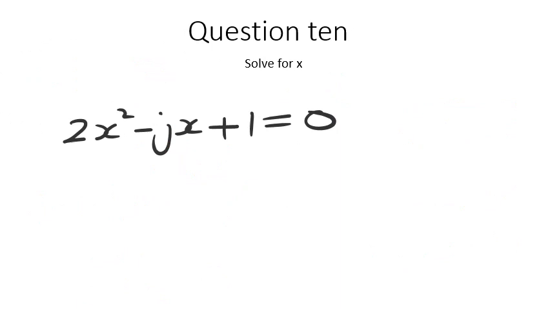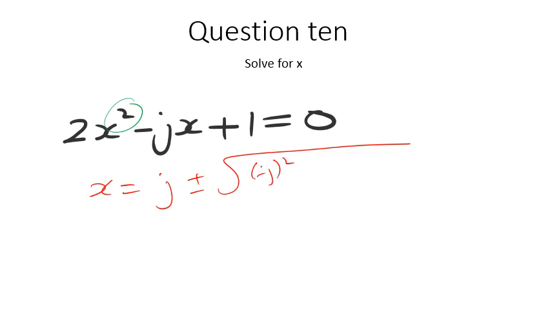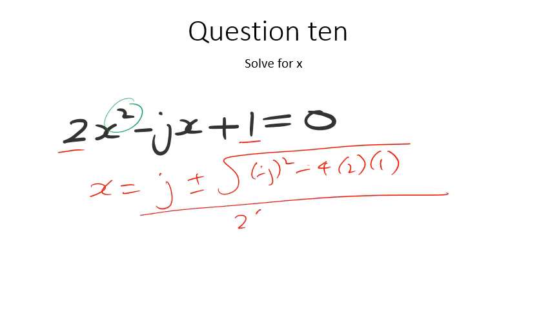Okay, solve for x. Why do we have to always solve for x? Well, let's have a look here. Quadratic in x. So it tells me straight away, use the quadratic formula. x is minus b. Be careful, minus b is minus of minus j, so it becomes plus j, plus or minus the square root of b squared minus 4ac, all over 2a.